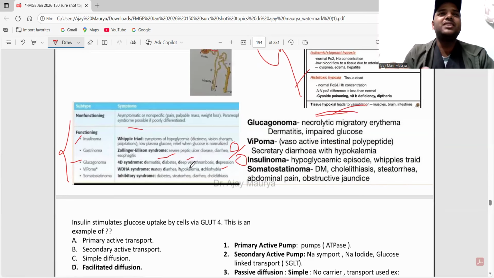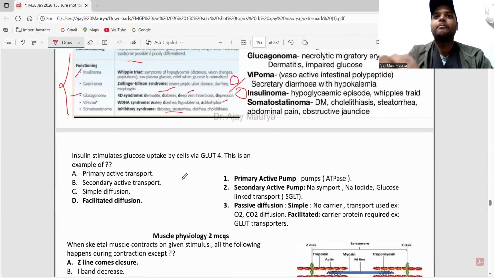Very, very easy, and remember the 4Ds of somatostatinoma, meaning it inhibits the pancreatic hormones. Then it leads to steatorrhea, diarrhea, cholestasis, and diabetes. Got it? Don't make any mistakes.